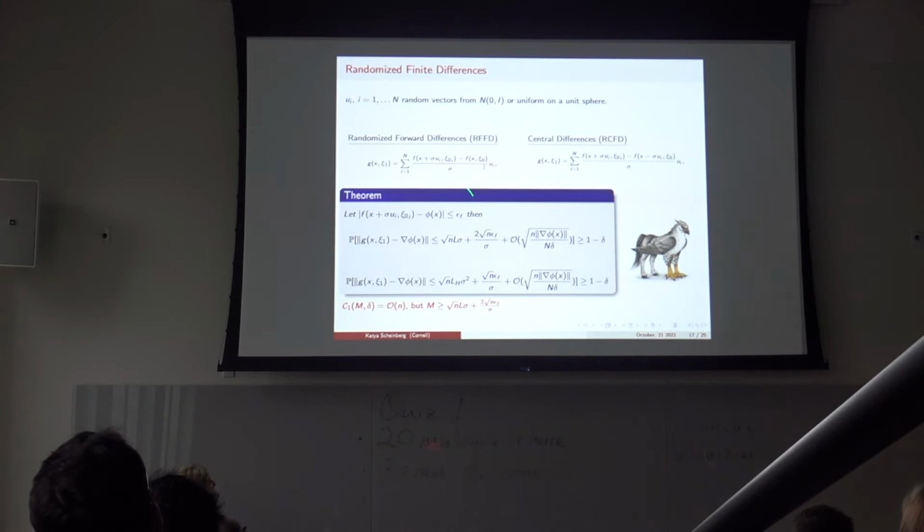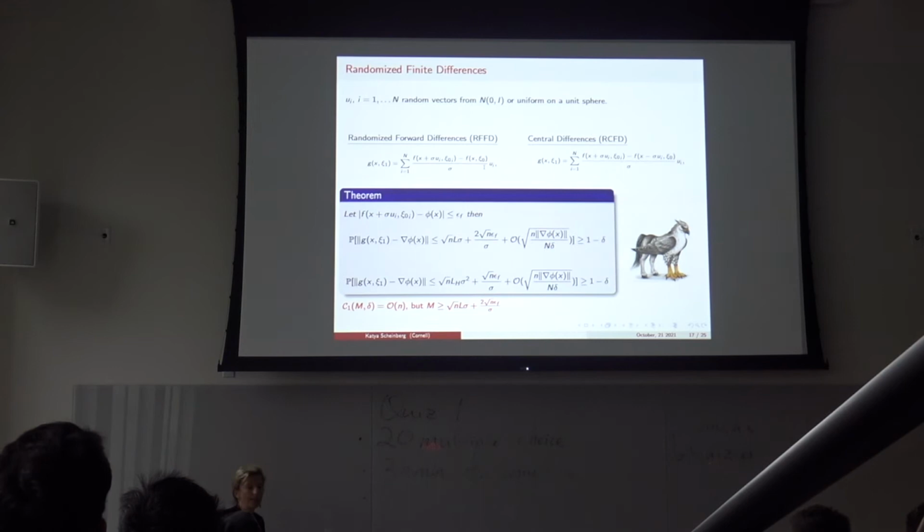So what happens is that it's exactly the same thing as the finite differences, except the directions are not coordinate directions, they're just randomly generated directions. So you generate a random direction with zero mean, for example, uniform on a sphere or a Gaussian. And then you just compute essentially a directional derivative in a random direction, and then you can average out a bunch of them.